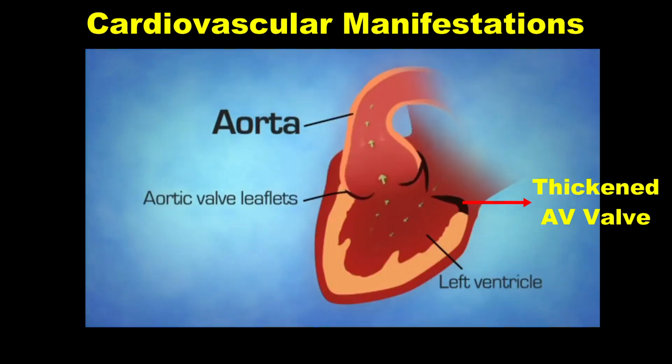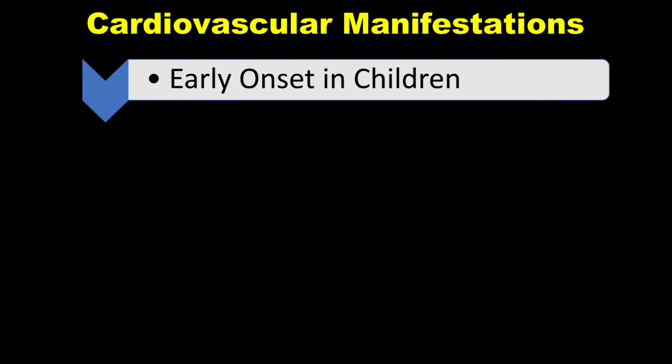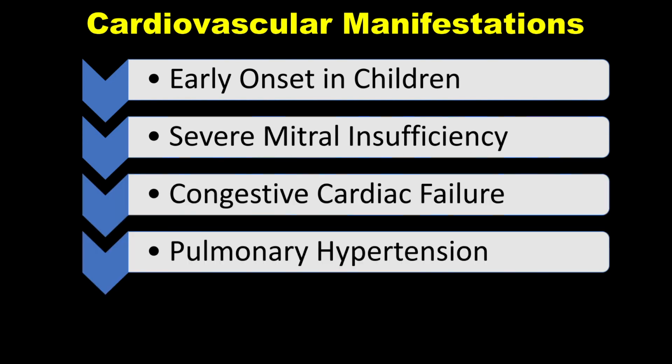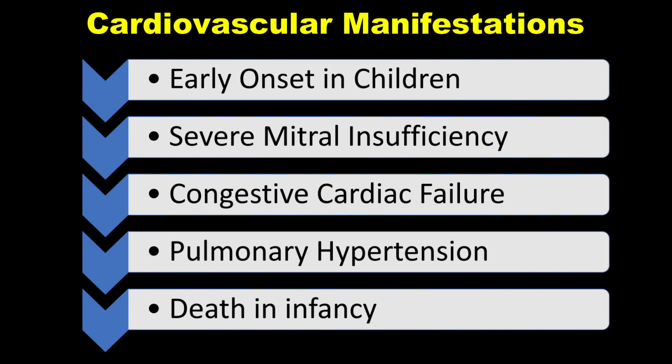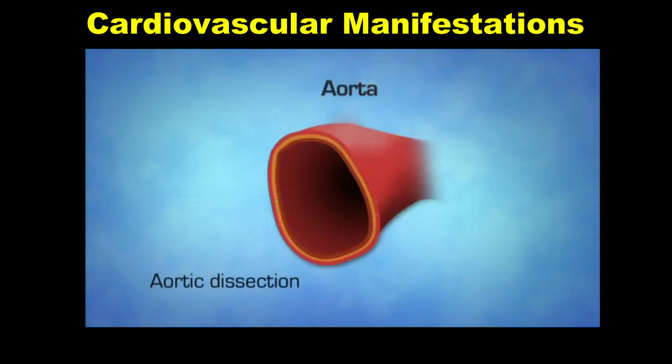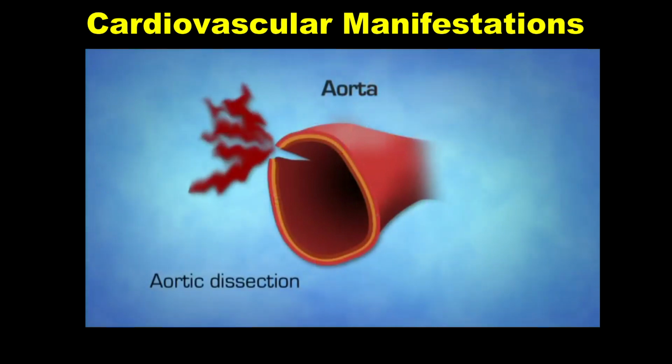The patient of Marfan syndrome also presents with some cardiovascular manifestations, which include thickening of the atrioventricular valves associated with valvular prolapse. In children with early onset and severe Marfan syndrome, there is insufficiency of the mitral valve, which can lead to congestive heart failure, pulmonary hypertension, and death in infancy itself. Aortic aneurysms, dissection and rupture, principally at the level of the aortic root, remain the most life-threatening manifestation of Marfan syndrome.